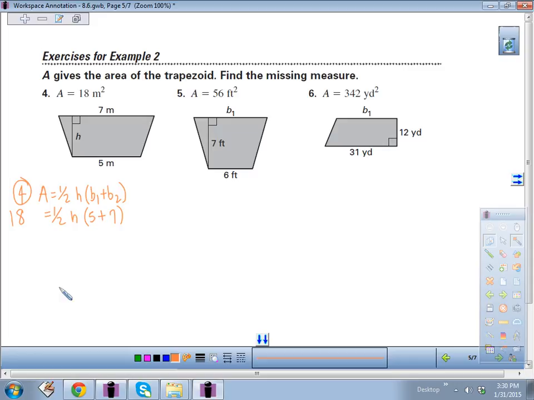So from here, on number 4, we're trying to find that height value. I can go ahead and simplify what's in my parentheses since I have both of my bases. 5 plus 7 is 12. And I can say, well, 1/2 of 12 is 6. So I get 6 times h. And then I can divide by 6 on each side. So 18 divided by 6 is 3. And we're talking about meters.